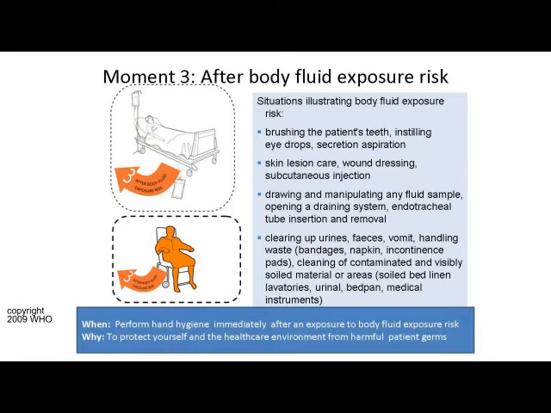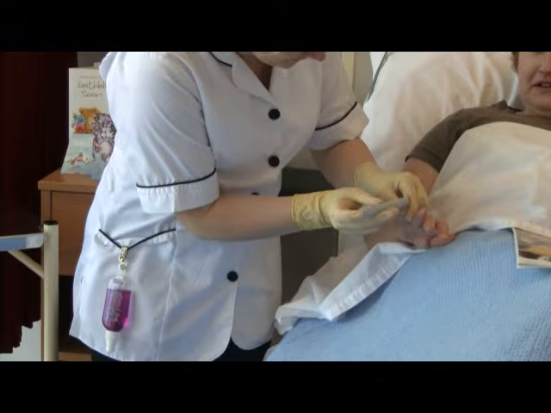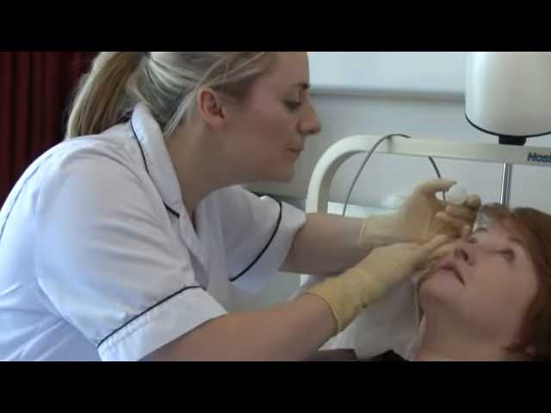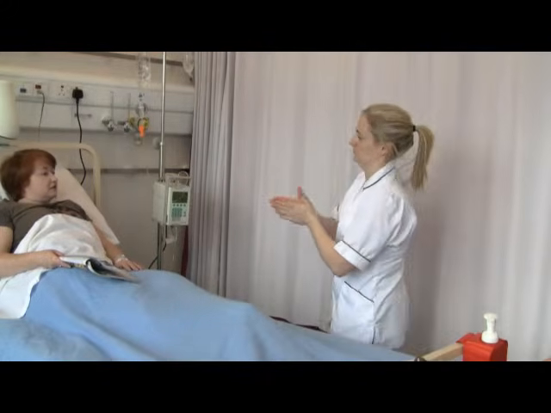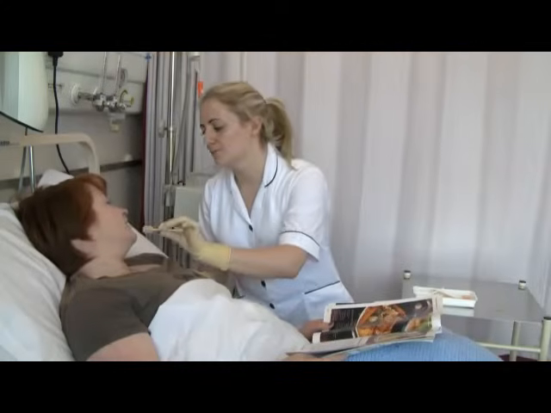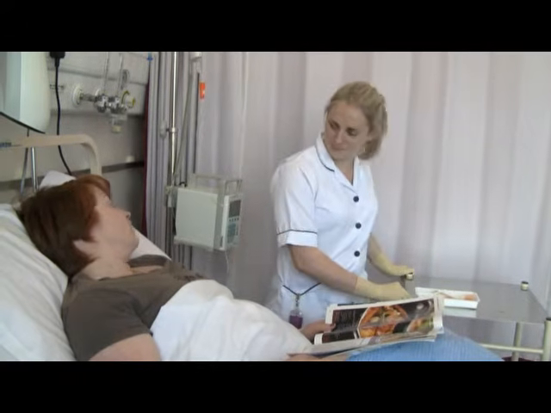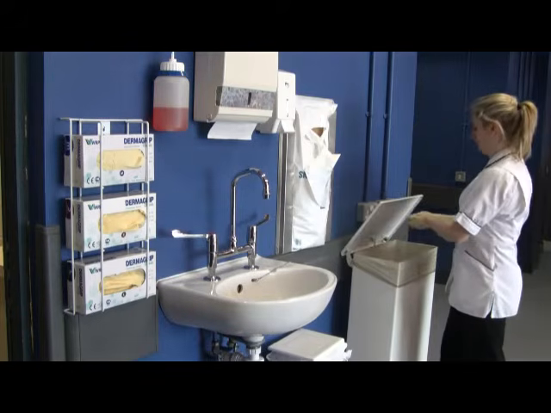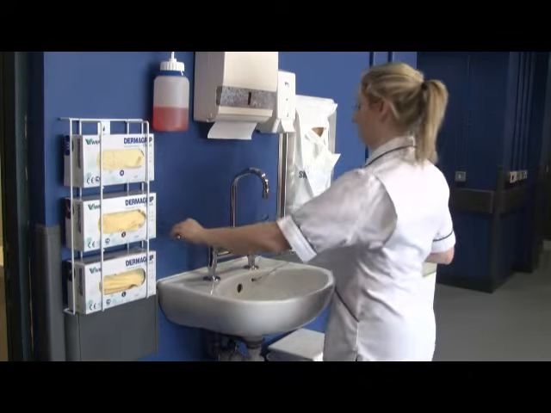Moment 3 is after body fluid exposure risk, to protect yourself, the healthcare worker, and the immediate environment from contamination from harmful germs. Immediately after the procedure and before touching a clean surface. Here the healthcare worker finishes a mouth care procedure, discards the waste, removes her gloves and cleans her hands immediately. Remember, wearing gloves is not a substitute for hand hygiene.